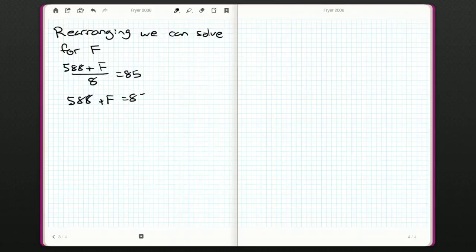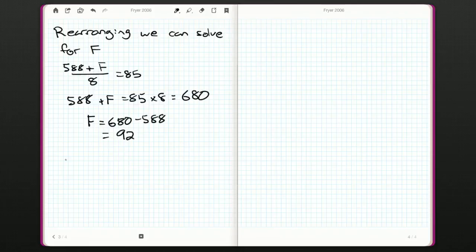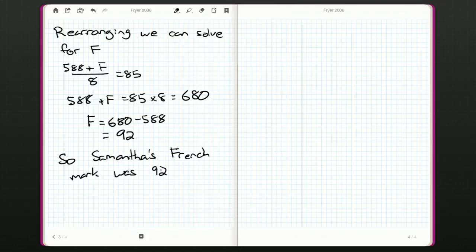Well, we want to get rid of the divide by 8, so we have to multiply by 8 on the other side. 85 times 8 is 680. So F is going to be 680 minus 588. Okay, probably going to be something like 92. 680 minus 588, it was 92. So her French mark was 92.